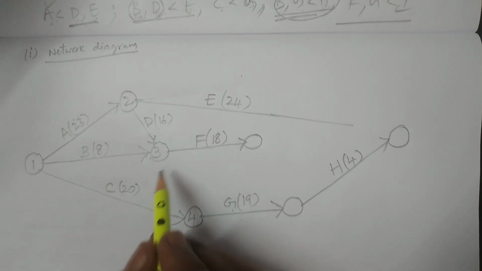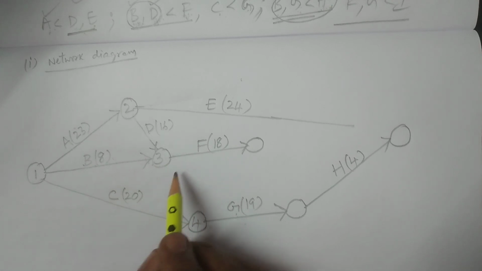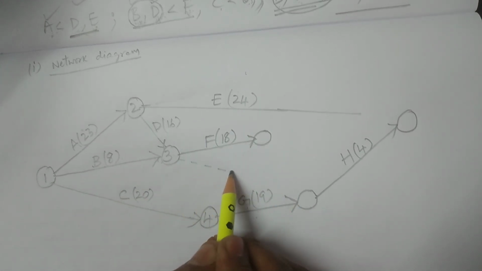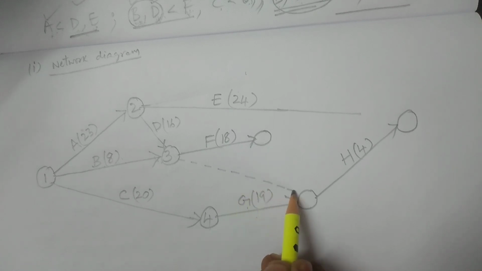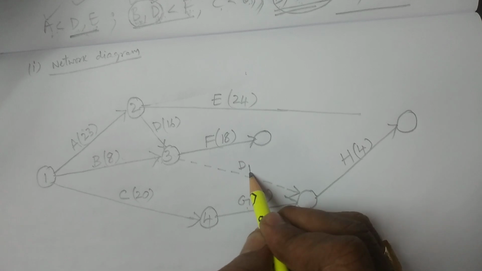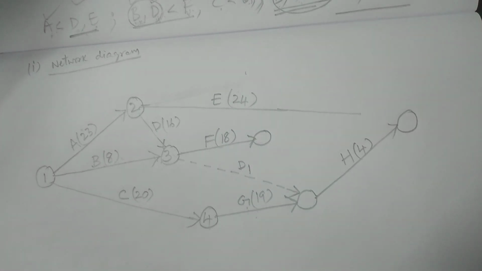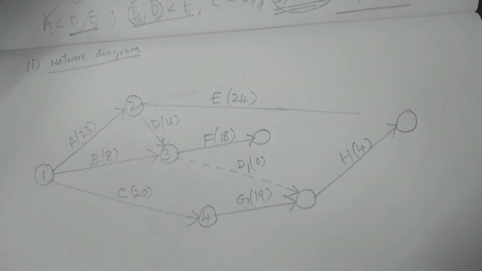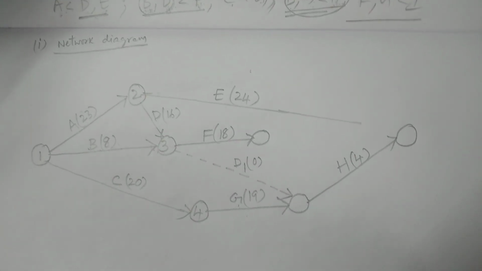Therefore, we are considering a dummy activity which is going to be connected to G. It is going to be drawn as dotted lines, right? So this is what I am considering, dummy activity 1, with the duration 0. We should consider duration 0, right? So only if necessary we have to consider a dummy activity, otherwise we should not. That is the rule of considering a dummy activity.